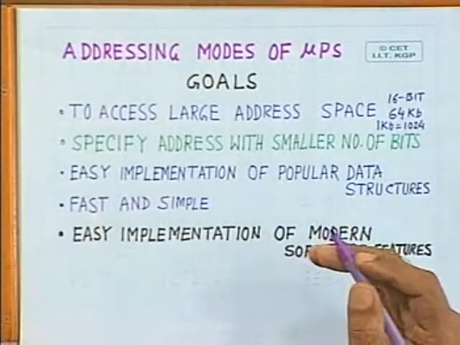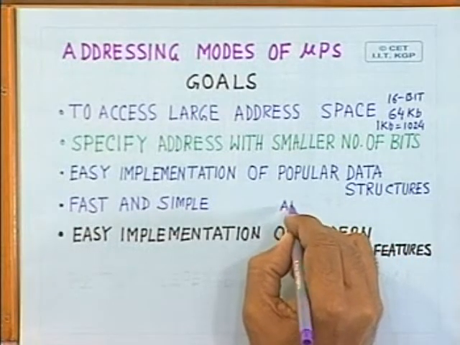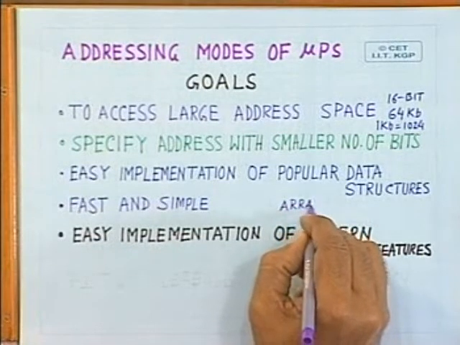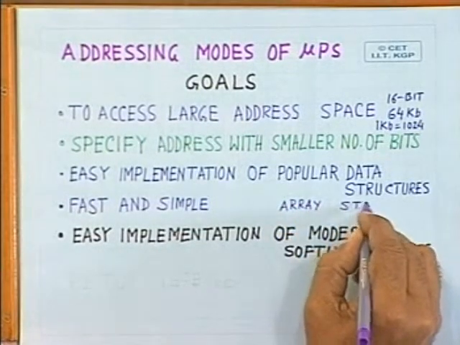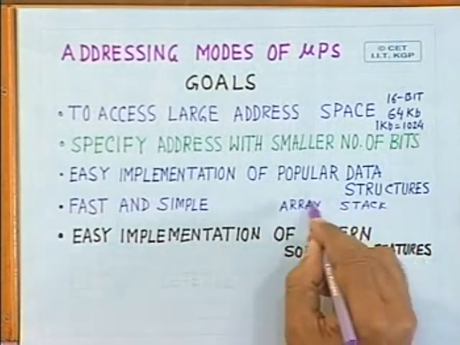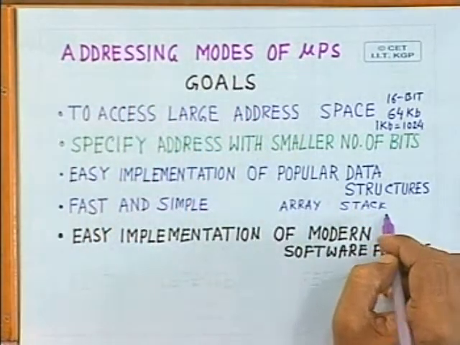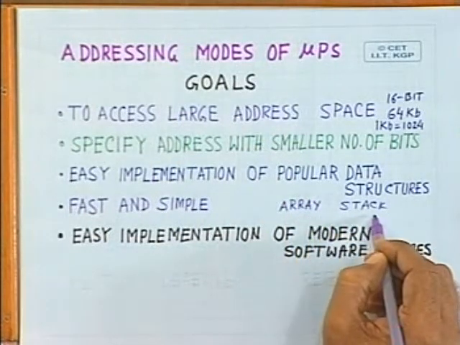For example, array, linked list, stack, these are the common data structures which are used in storing data and implementing algorithms. Now, your microprocessor should provide some built-in mechanism so that you can easily implement array, you can easily implement stack, and so on. We shall see how the built-in features in microprocessors as part of the addressing modes are provided to realize array and stack in an efficient manner.